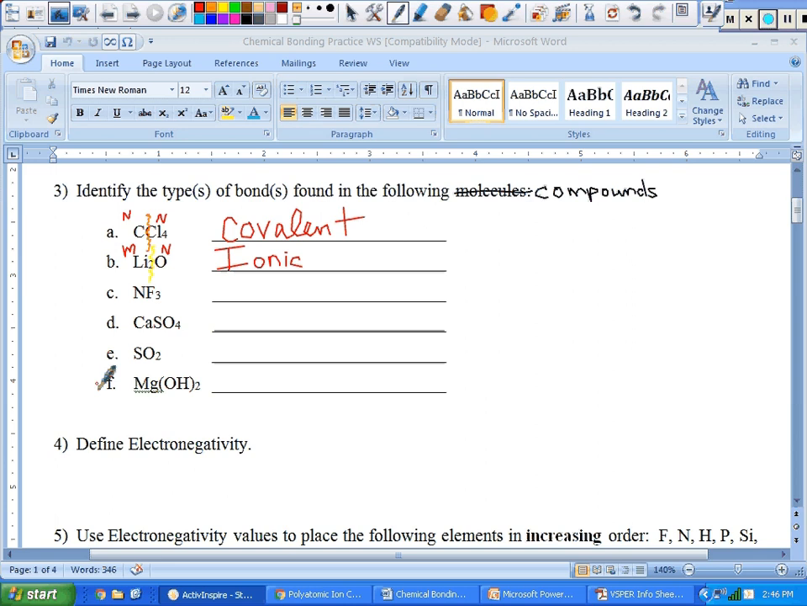See if you can do C, D, E, and F. Be very careful with F and D. You did an entire sheet on this that looked just like this. You did 26 of these.